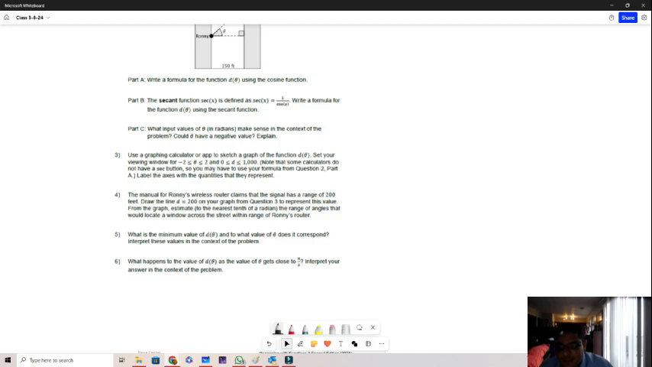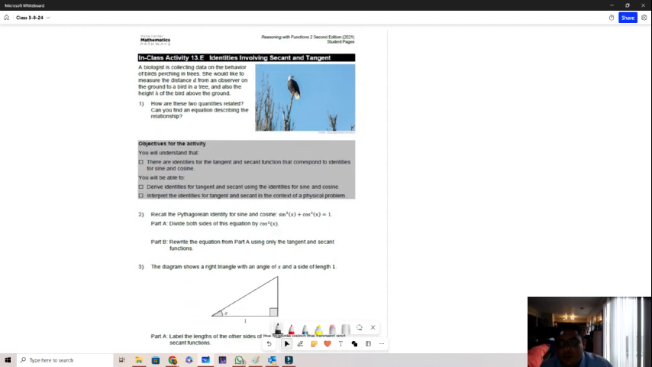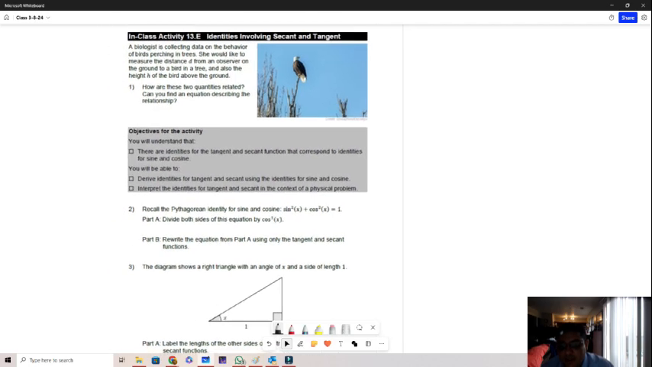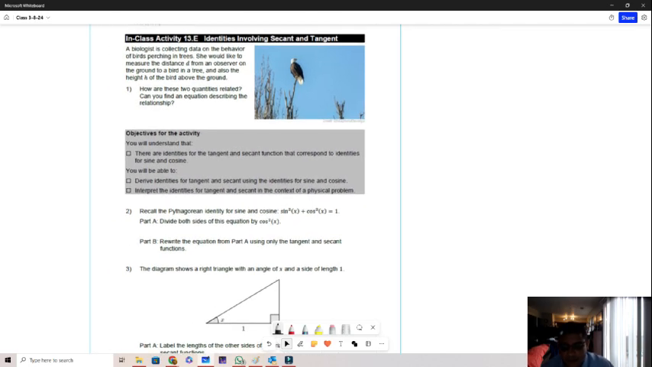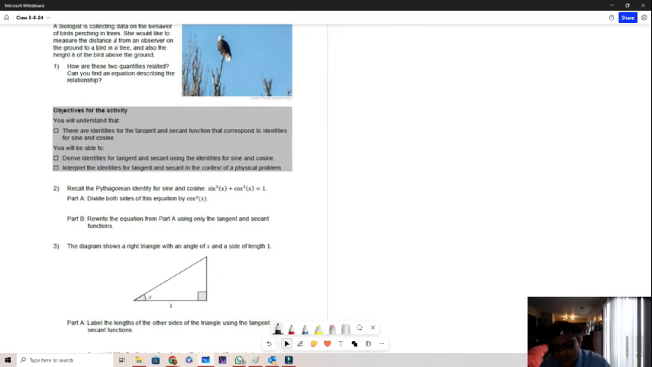Now, this is for the definition of secant, and that helps us explore a little bit of secant. But where we really want to pay attention is how to use identities involving secant and tangent, which is part of 13E. So the first thing is that you have to recall that in a right triangle, you have the trigonometric identity, coming also from the circle, sine squared plus cosine squared equals 1.